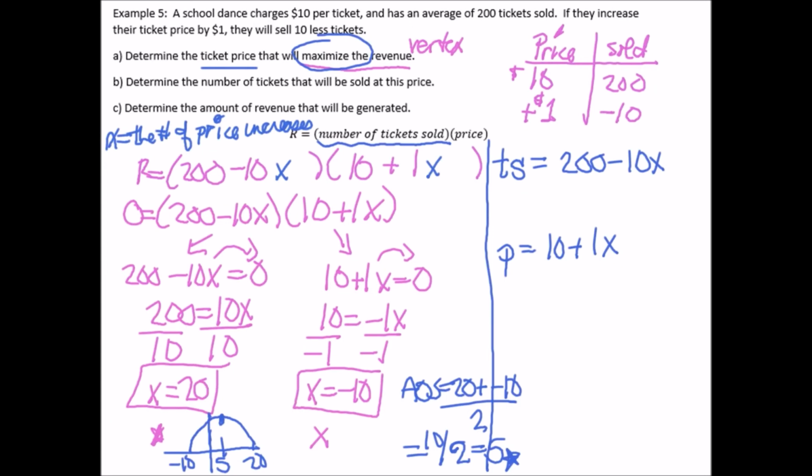If our question is, what ticket price will maximize revenue, then we go to the price expression and sub in 5 increases, which is $15. So $15 tickets will maximize the revenue. Now determine the number of tickets sold at this price. When there are 5 increases, it's 200 minus 10 times 5, which is 200 minus 50, so 150 ticket sales.